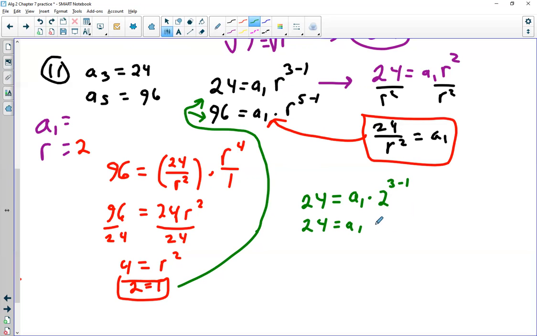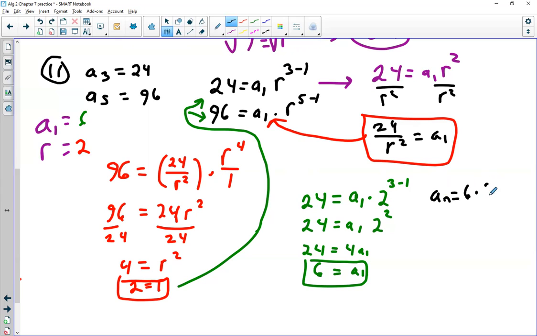What's 2 to the second power? 4. So 4 times A1 equals 24. How do I solve for A1? A1 is 6. So we found A1, which is 6, and we found R, which is 2. Then we just put it together in one final piece: AN equals A1, which is 6, times 2 to the n minus 1.